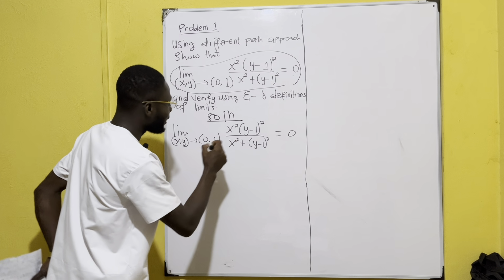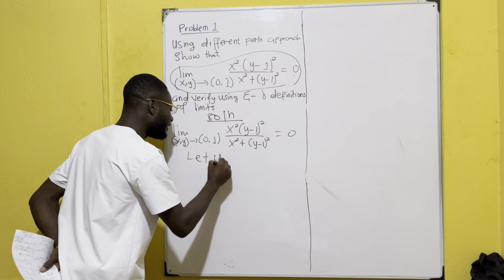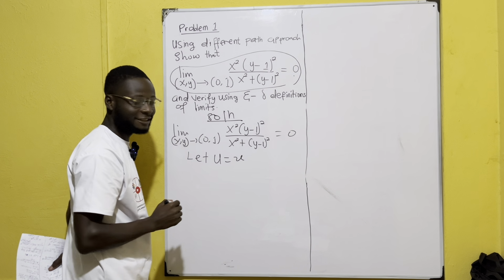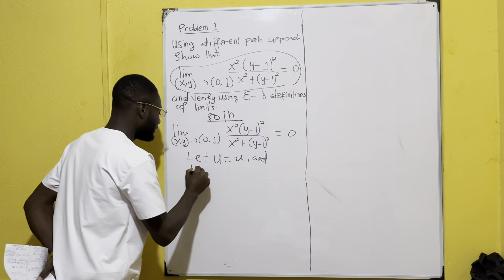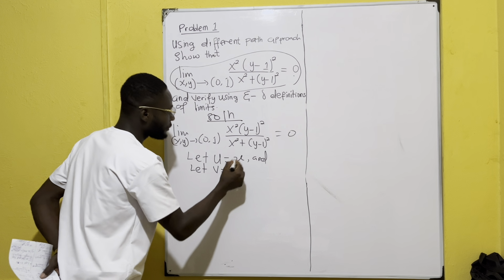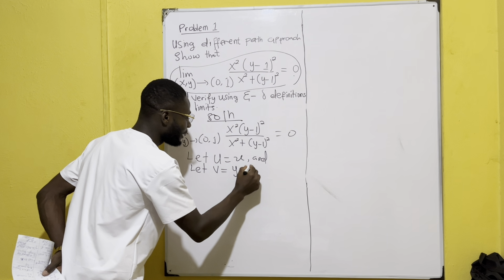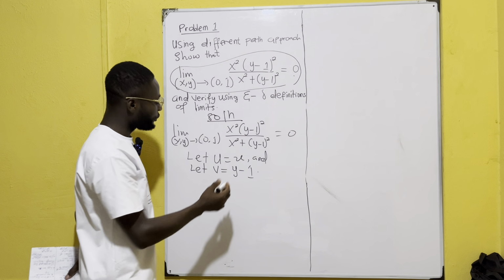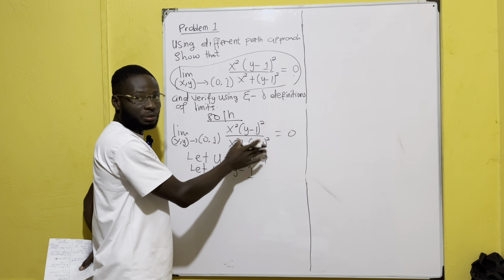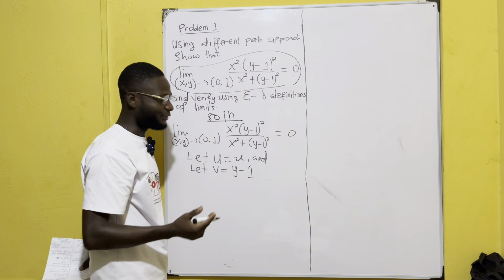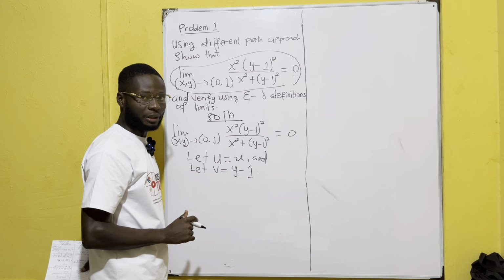So I'm saying that let u equal x, all right? And also let v equal y minus 1, right? I'm trying to use a variable to represent the cumbersome expressions, however you call it, so that we can have a simplified expression to work with.